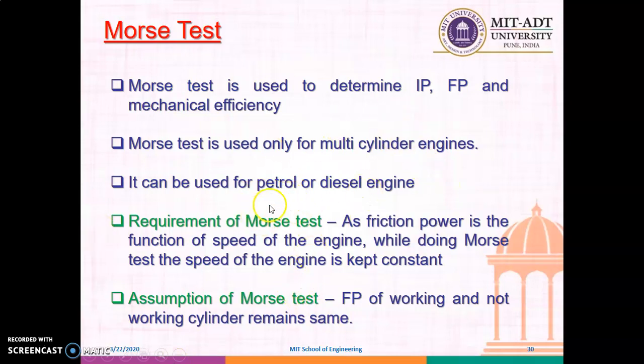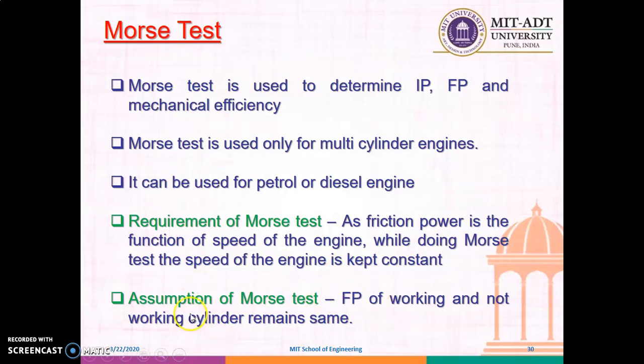Now the second point is, it is used for petrol or diesel engine. There is no restriction as such on which engine it is going to be used. Only thing is, it should be a multi-cylinder engine. Now the next one is a requirement of Morse test. What is the necessary condition while performing this Morse test? Remember, as the objective of Morse test is to determine the friction power, and friction power is a function of the speed of the engine. So while doing the Morse test, we have to keep the speed constant, because speed and friction power are directly proportional to each other. As speed goes on increasing, friction power also increases. So we have to take care while performing this Morse test that the speed must remain constant.